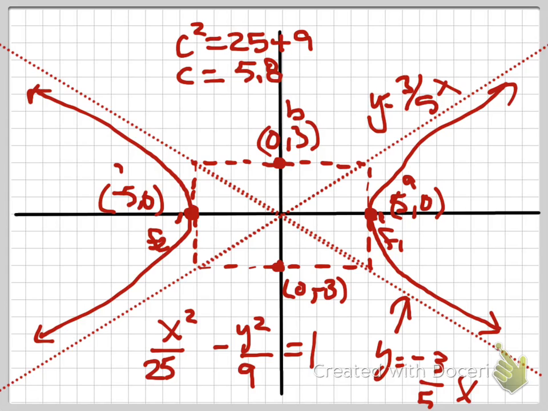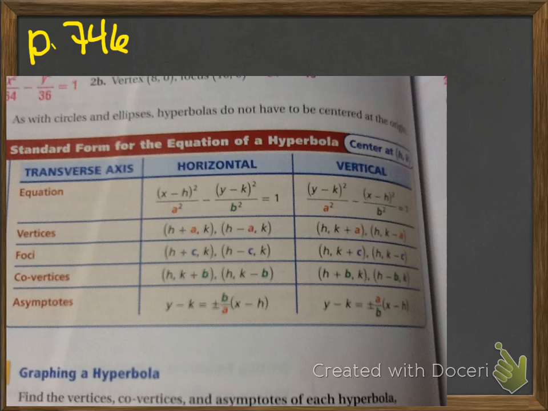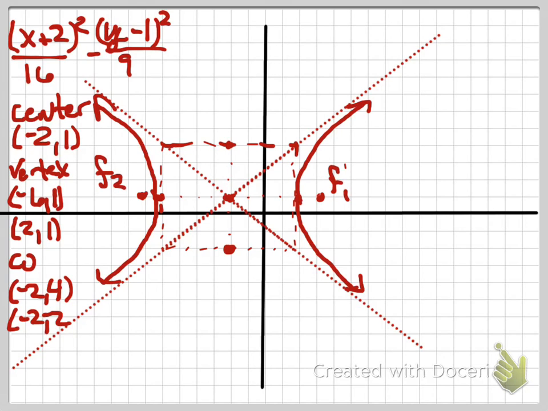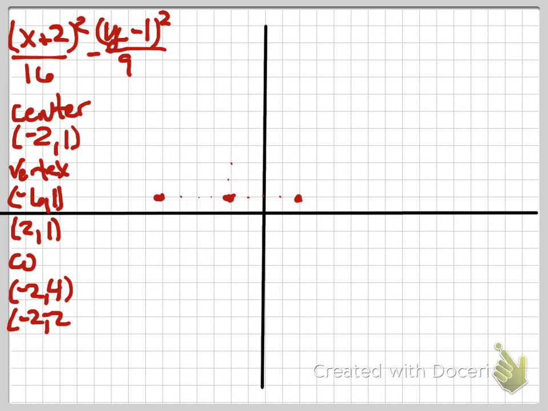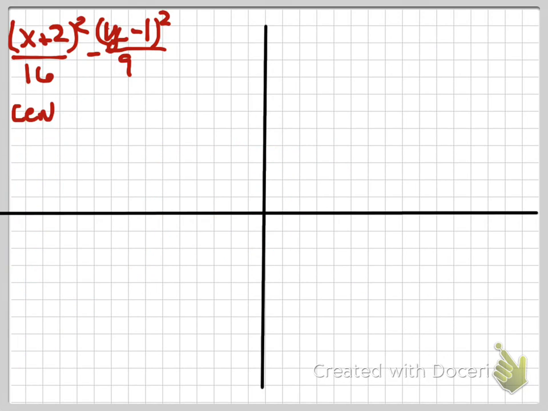You know, simple example. On page 746 they do give you some formulas for when you move the center off the 0, 0, and you can follow those. And then from here, let's look at an example. I should have set this equal to 1. I'm surprised I didn't, but let's set that equal to 1. Okay, here's x plus 2 squared over 16 minus y minus 1 squared over 9. Well, the center is negative 2, comma 1, again going with the opposites.